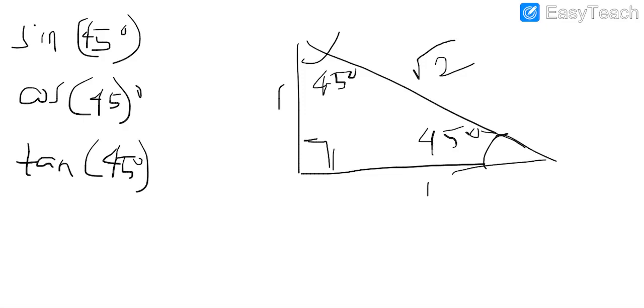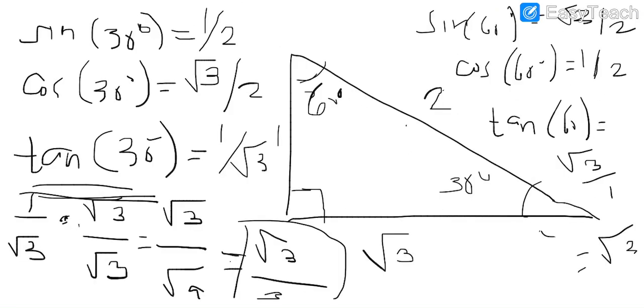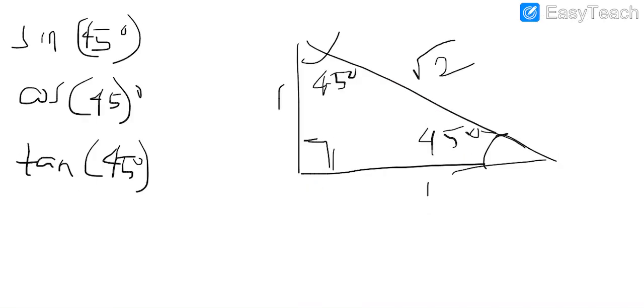It is different from the 30, 60, 90 degrees triangle. Okay, so let's start looking for the sine of 45 degrees. That is opposite over hypotenuse. The sine of 45 degrees here is equal to the opposite side, which is 1, divided by the hypotenuse, which is square root of 2. So that is 1 over square root of 2.